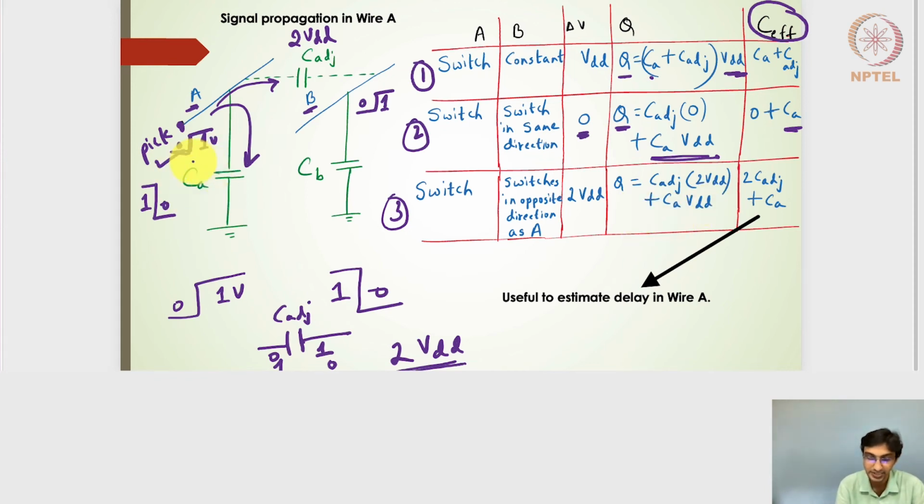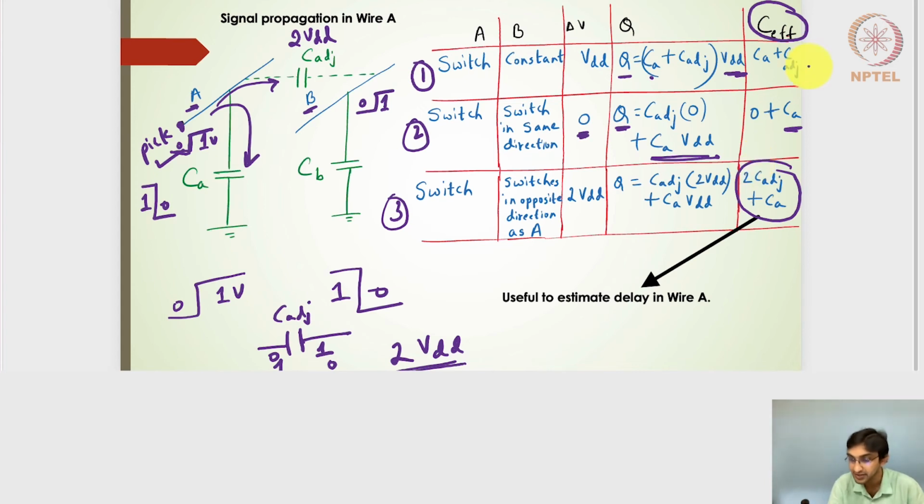Anyways, CA has to be charged because it is rising from 0 to 1 volt. So the C has to be charged by VDD. So the effective capacitance with respect to VDD, for the driver circuit connected to the interconnect A, will be VDD. In that sense, the overall capacitance will be 2C adjacent plus CA.